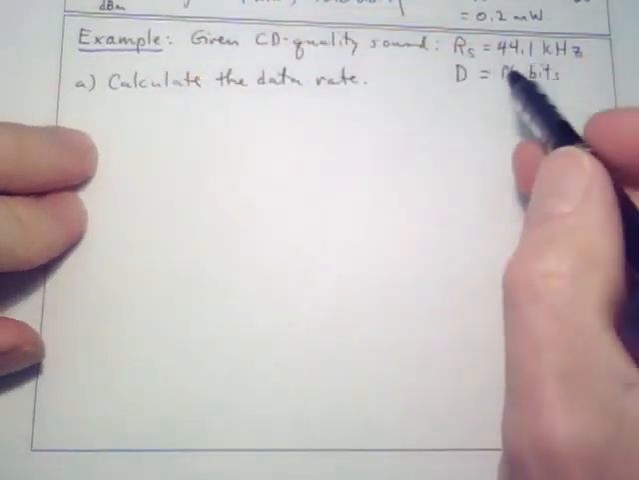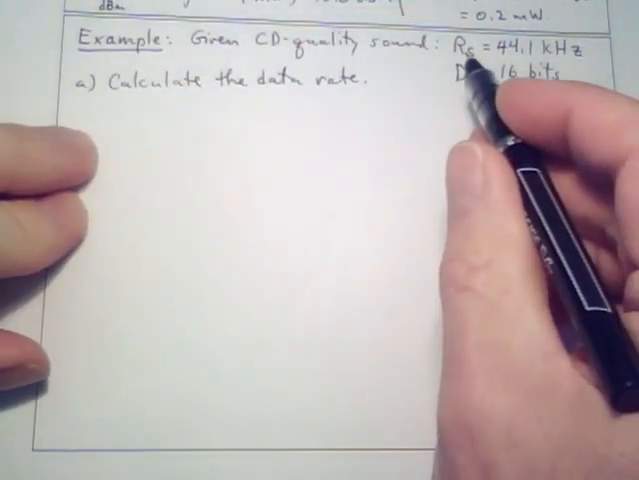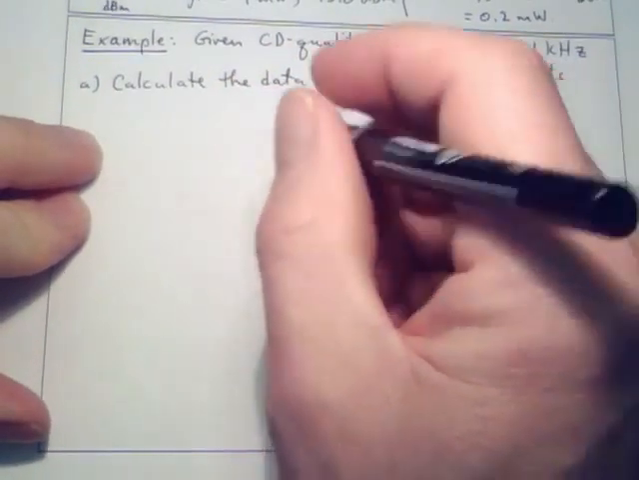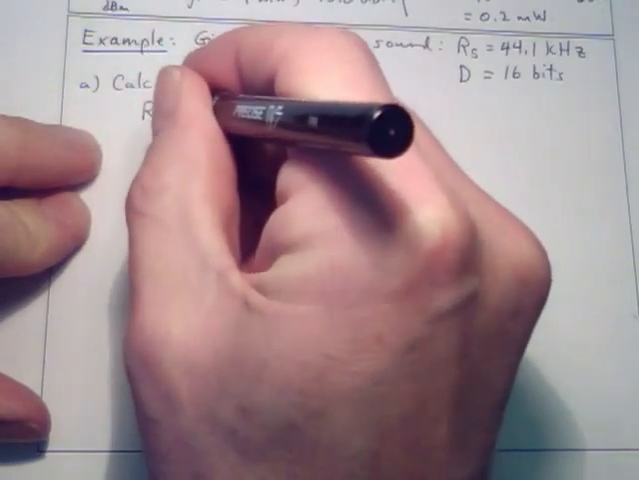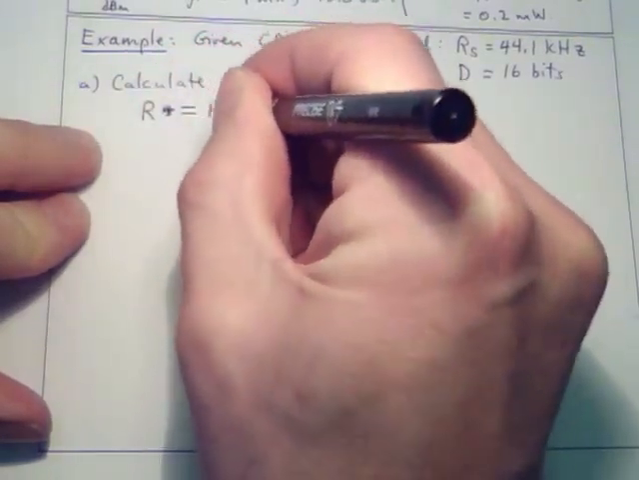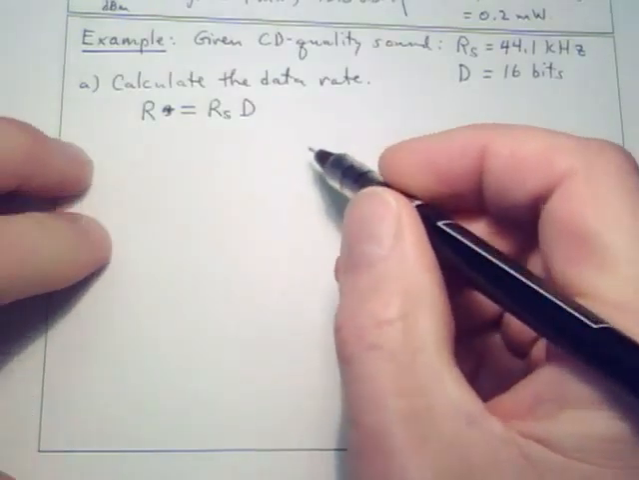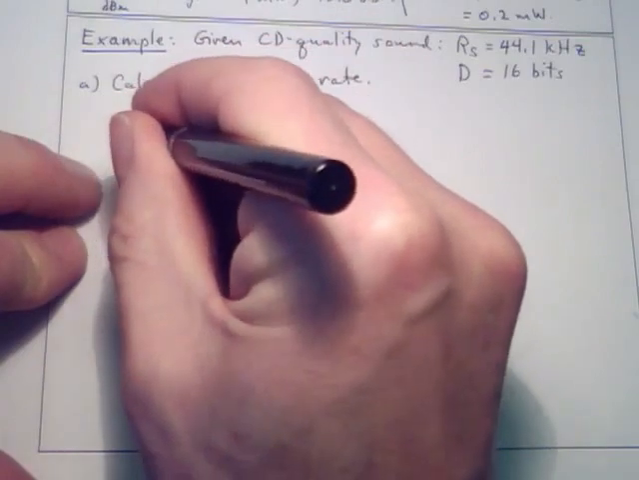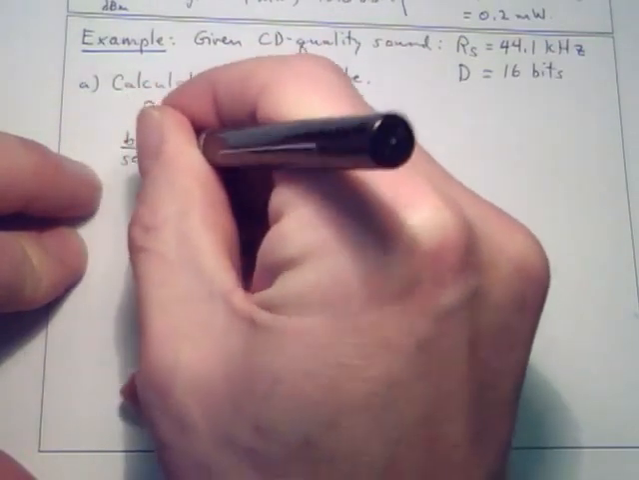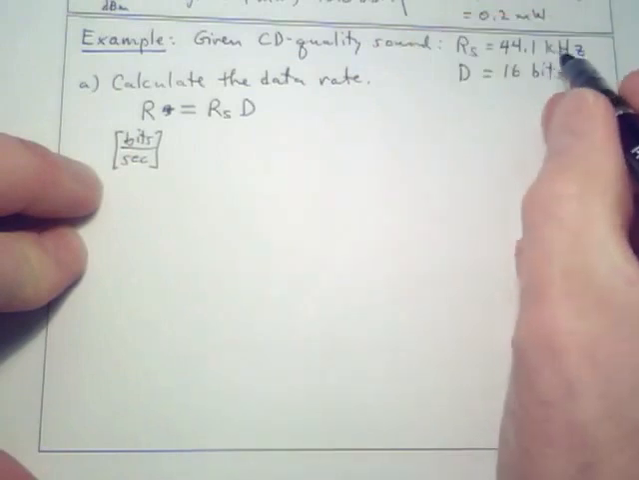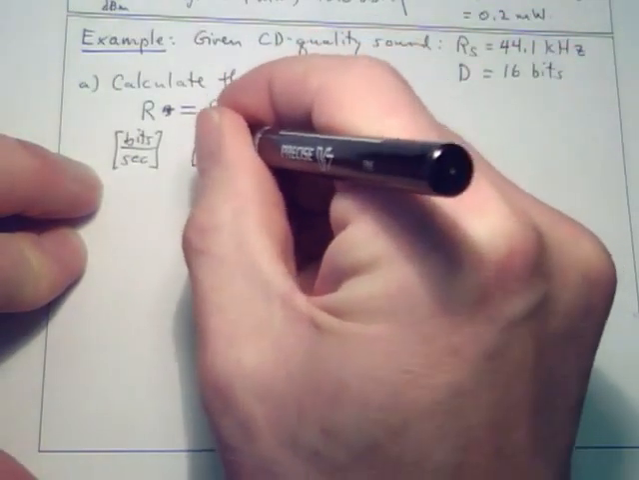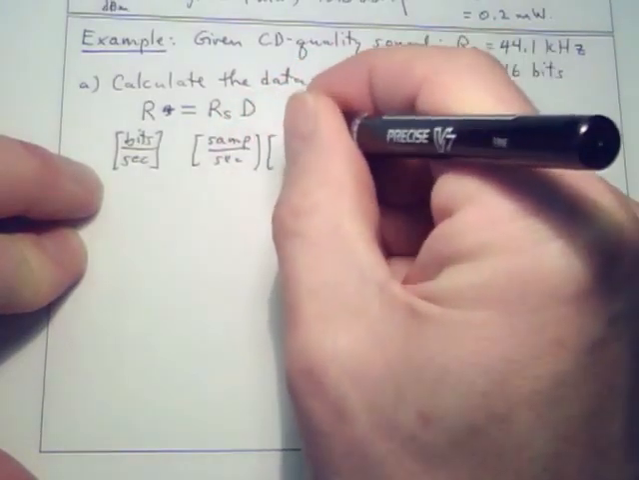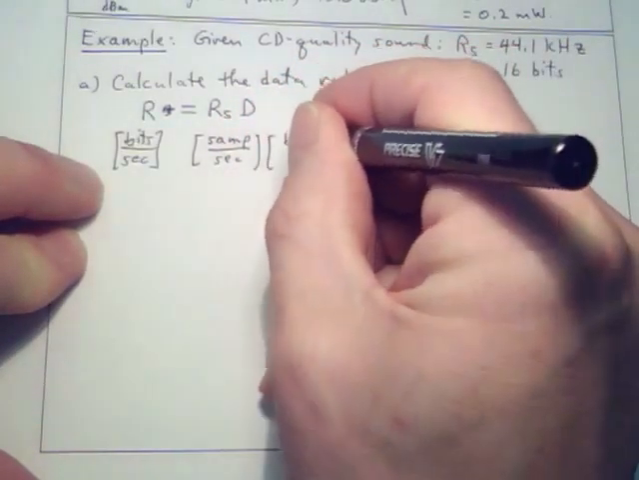The data rate is simply the product of the sampling rate and the bit depth. In fact, we can write R equals R_S times D. And it's always best to double check the units as you start something like this. The rate is bits per second. The sampling rate is samples per second. And the bit depth is bits per sample.